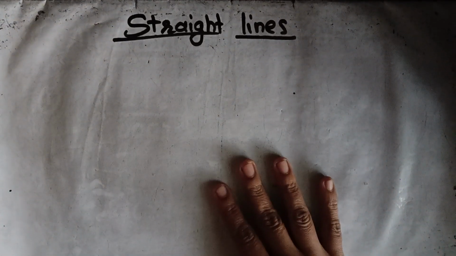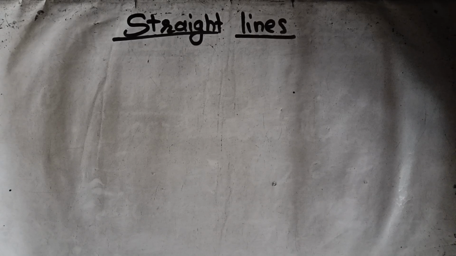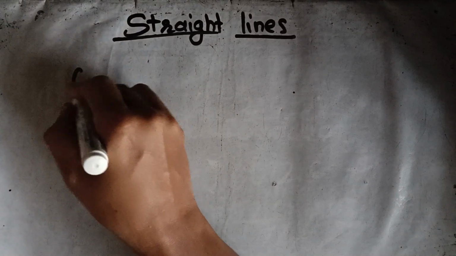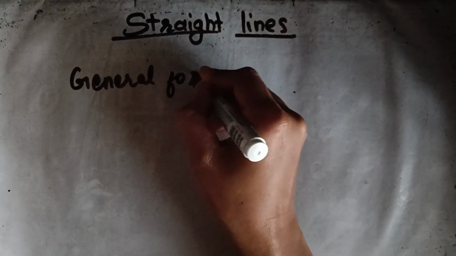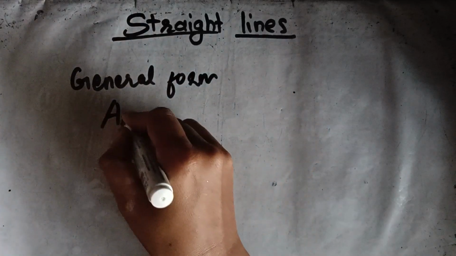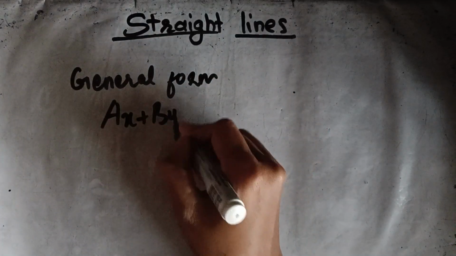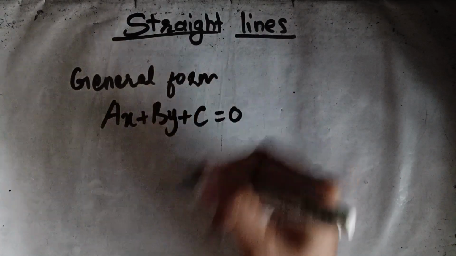So the next subtopic is the general form of a straight line, that is, how a straight line is written in terms of variables. We know the general form is ax plus by plus c equal to 0.